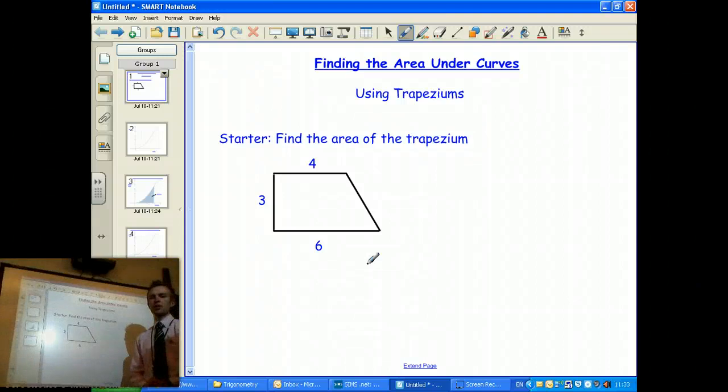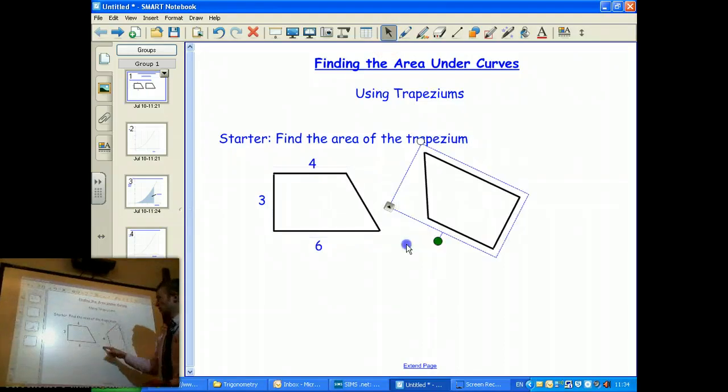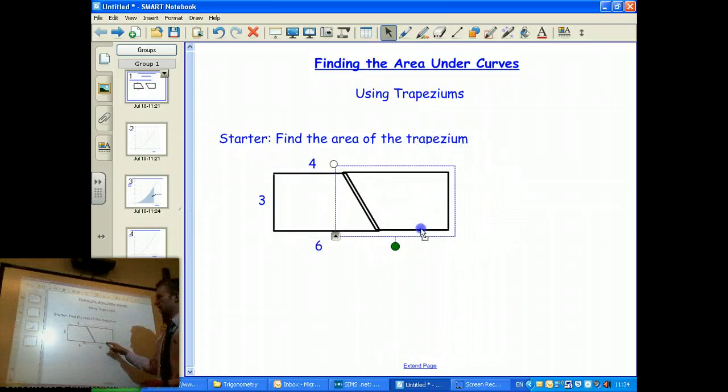Alright guys, today we're going to look at finding the area under curves, and we have to use trapeziums to do that. So we're going to start by finding the area of this trapezium. Now you hopefully will remember, but if you've forgotten, the best way to work out how to find the area of a trapezium is to take a copy of it, like this. We're going to flip it around and attach it onto here.